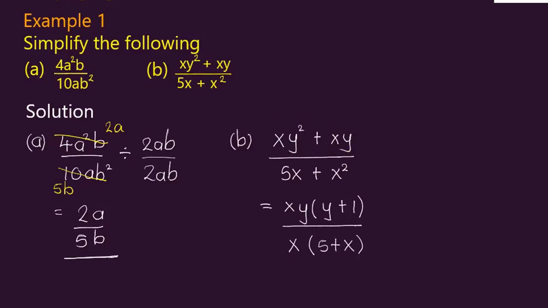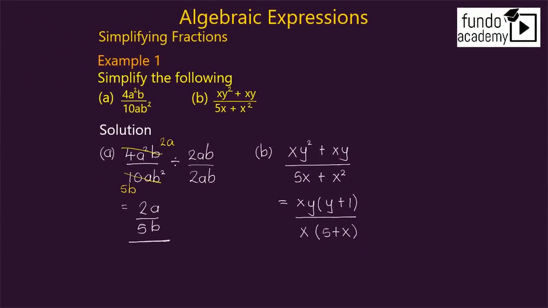So we have completely factorized both the numerator and the denominator, and now it's easier for us to simplify, because I'm seeing here that we can cancel out x on the numerator and x on the denominator, such that we'll be left with y of y plus 1 divided by 5 plus x, and this will be our algebraic fraction simplified. I don't think it will go any further. So that will be our solution for part B. You can simplify the numerator of the bracket to get y squared plus y if you want, but even this way the solution is okay.